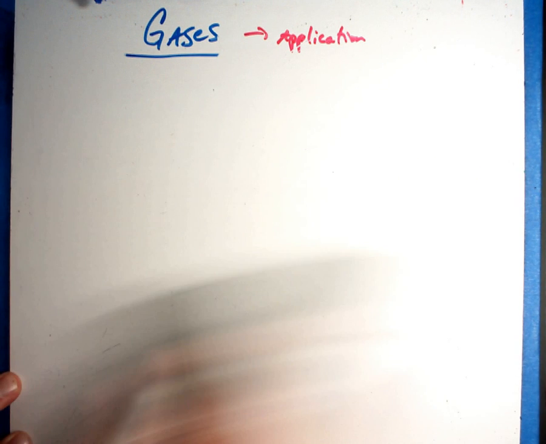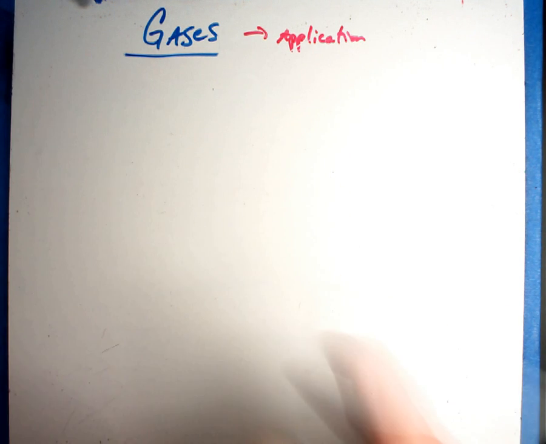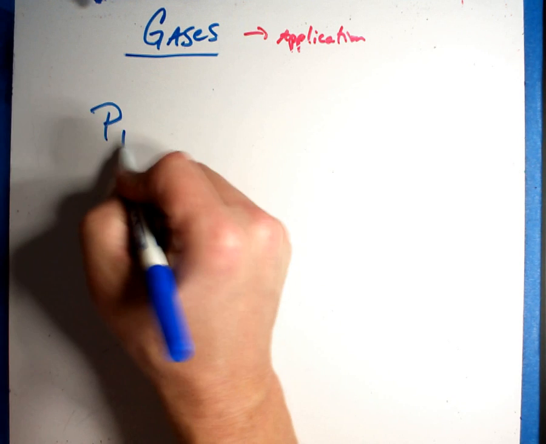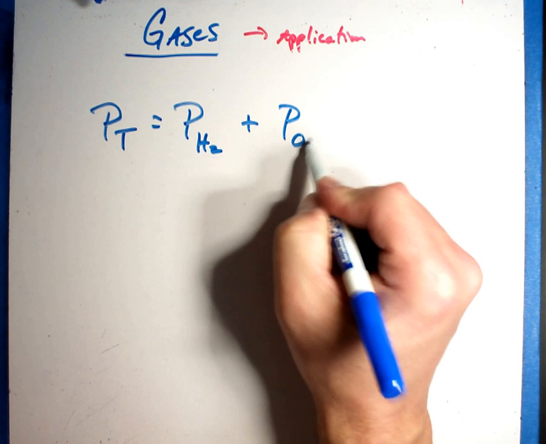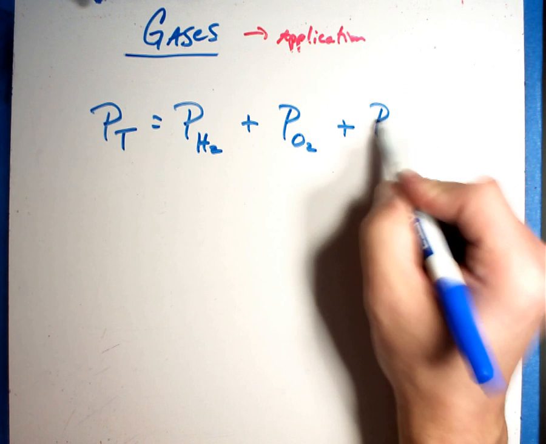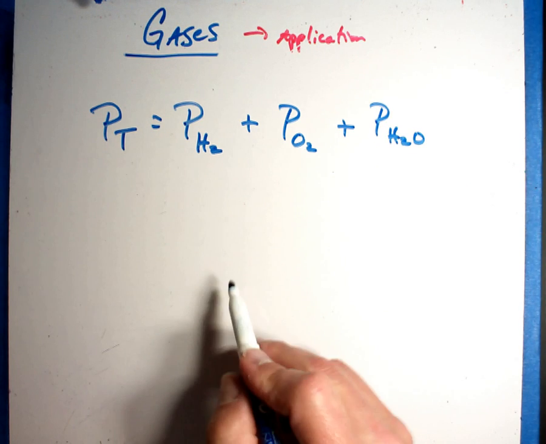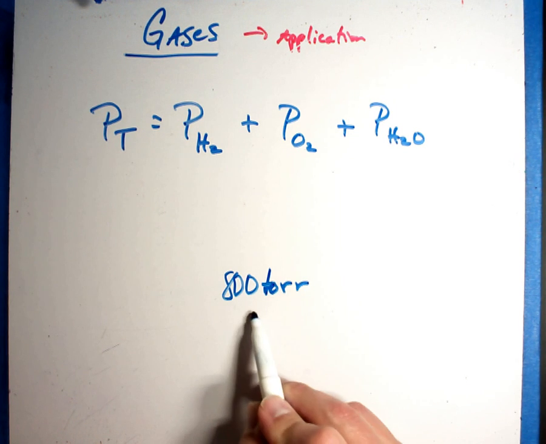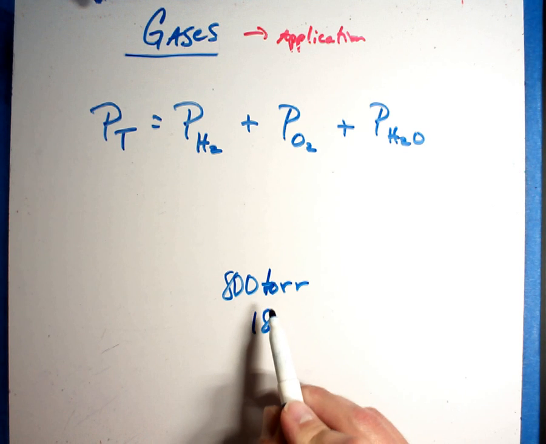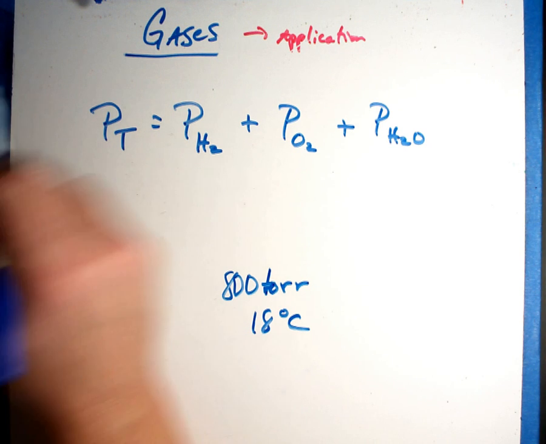Let's do one more. Let's say we were doing our experiment with the battery again, but let's say we just had one big tube that set over the top, and we collected inside. You're going to have pressure of hydrogen gas, you're going to have the pressure of oxygen gas, and you're going to have the pressure of water because you bubbled it through water. Let's say it was done at 800 torr and 18 degrees Celsius. All right, well, the first thing you're going to do is 800 torr.